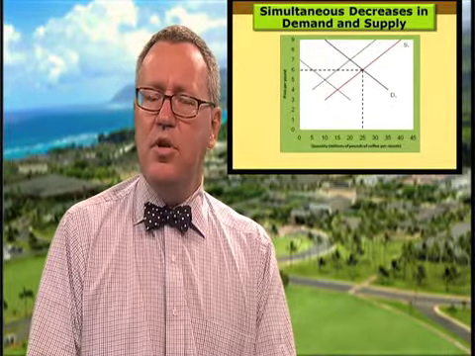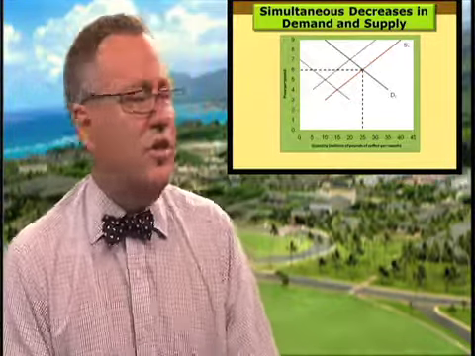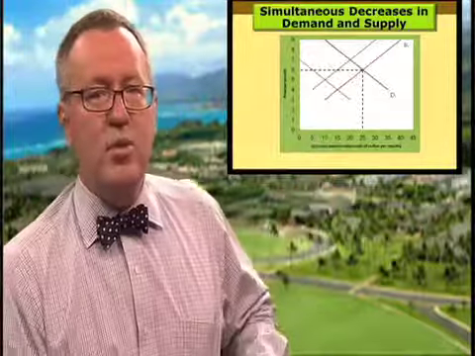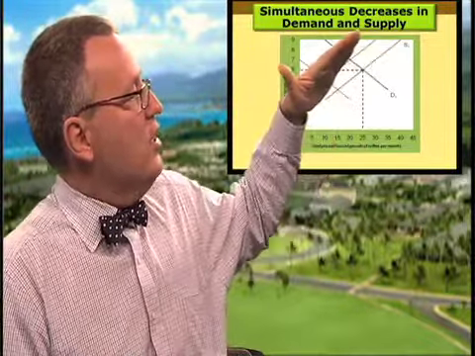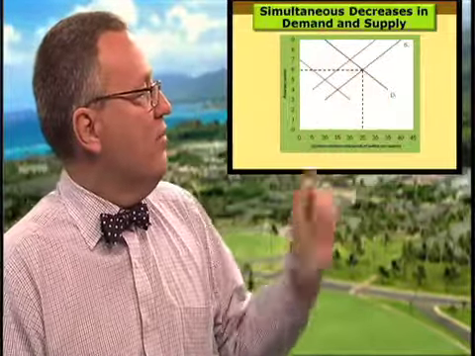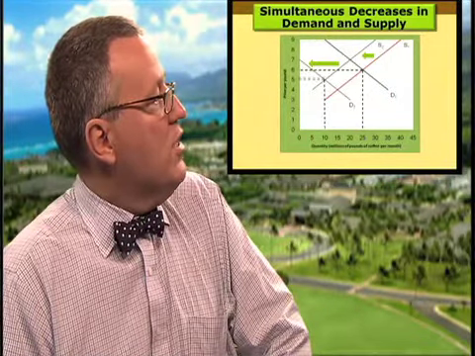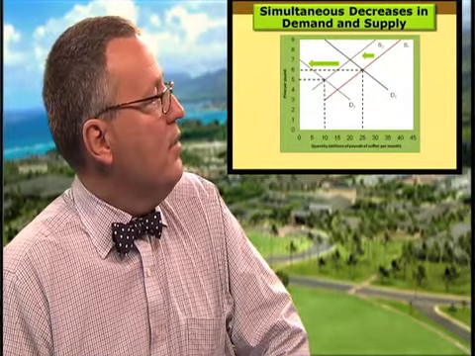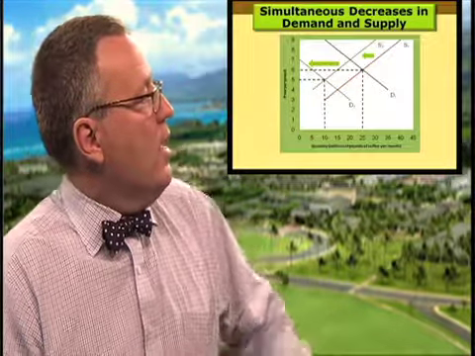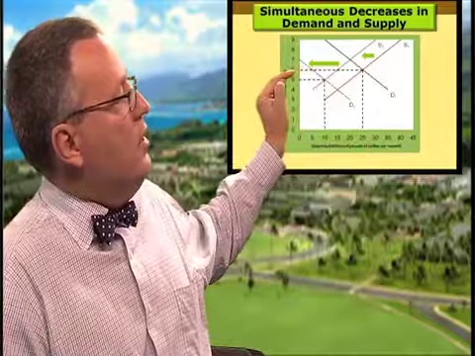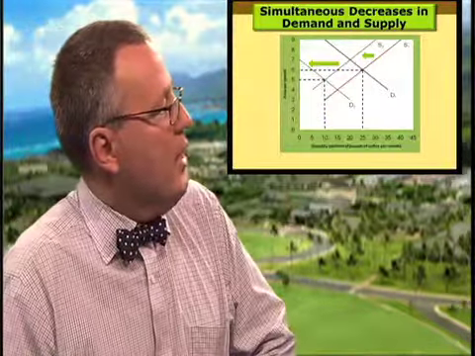Now sometimes you're going to get both of these curves to shift. So if you get a simultaneous shift of the curves, in this case what you had is a decrease in demand and supply. So supply curve shifts to the left, demand curve shifts to the left, and what you have is a shift in both supply and demand, and you have a resulting drop in your price and drop in your quantity demanded.